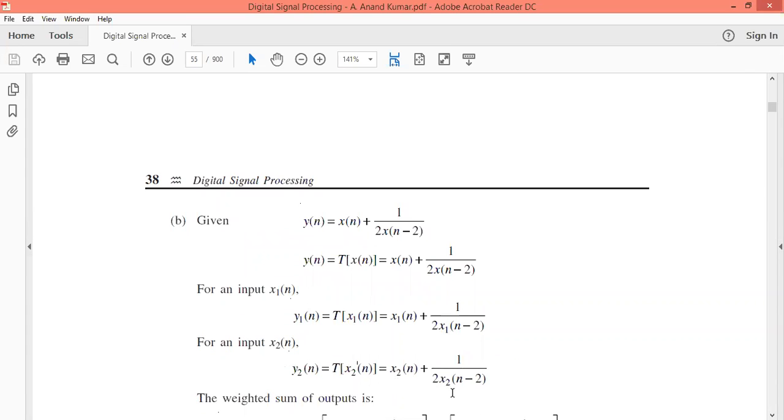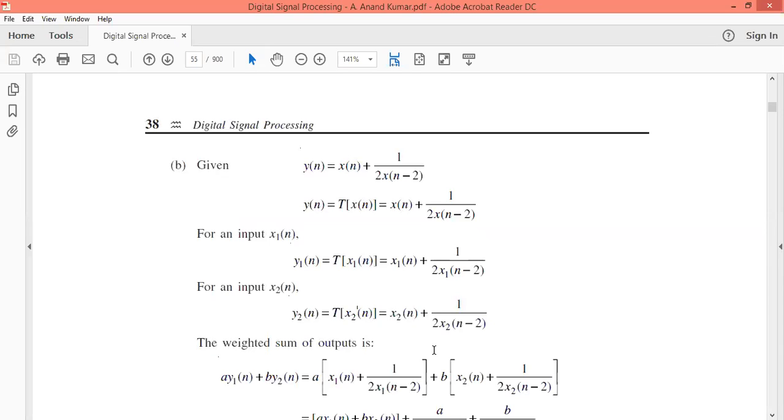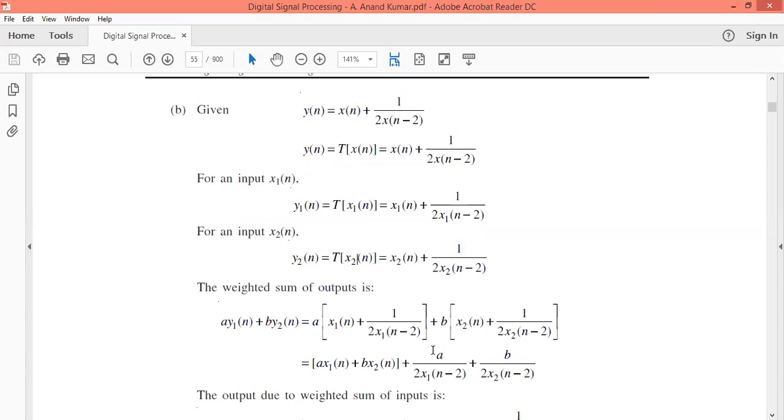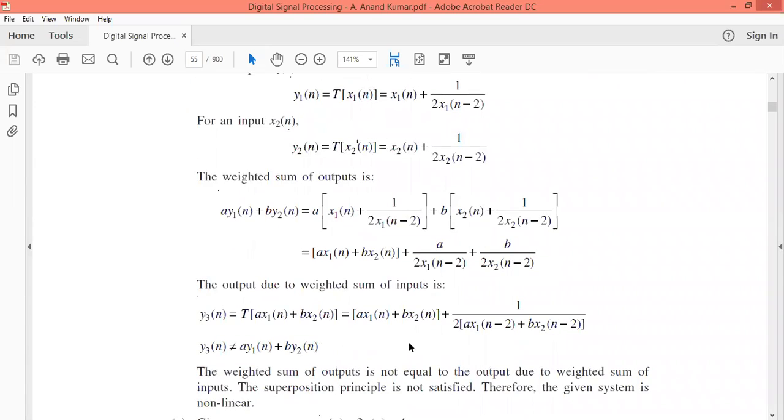Now what you have to do? In the place of x, write x3, where x3 is equal to ax1 plus bx2. So wherever we have x, we are writing x3. What is x3? x3 is ax1 plus bx2, so y3 of n is ax1 of n plus 1 by 2 ax1 of n minus 2 plus bx2 of n minus 2. Now check, this is y3. So we got y3 like this.